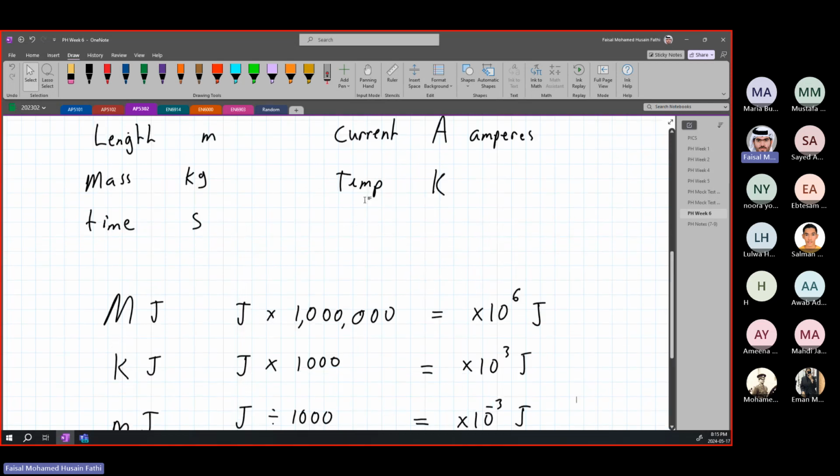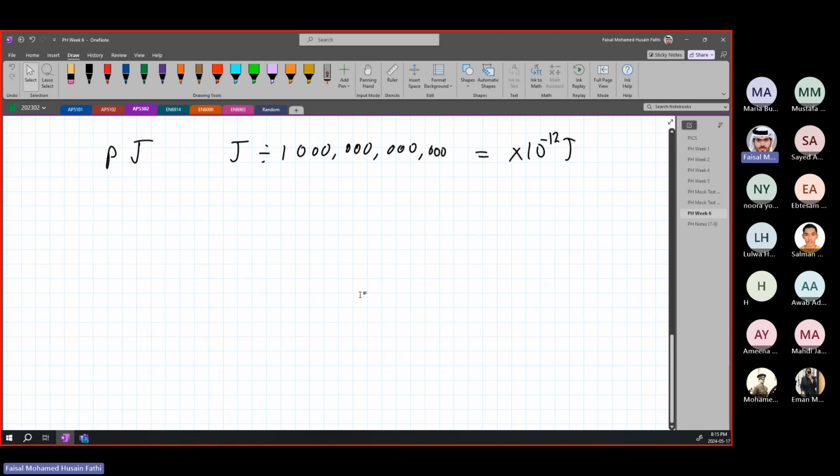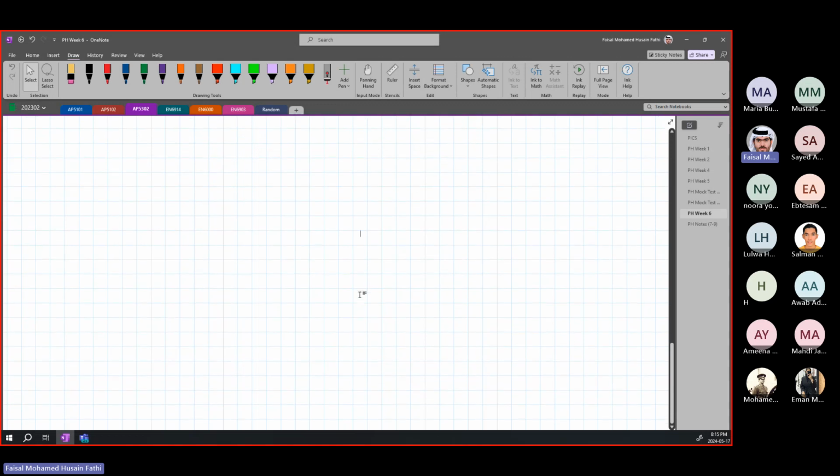All right. So this was just a quick refresher. I'm pretty sure most of you already know this. So let's get into electricity. So electricity, what is it basically?